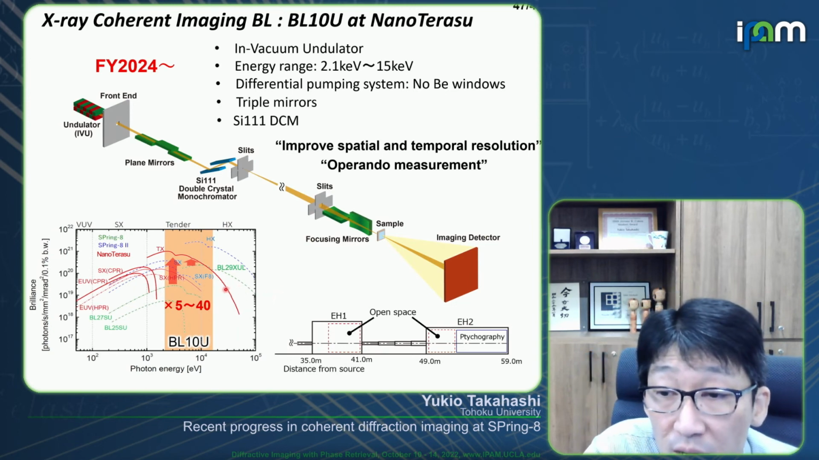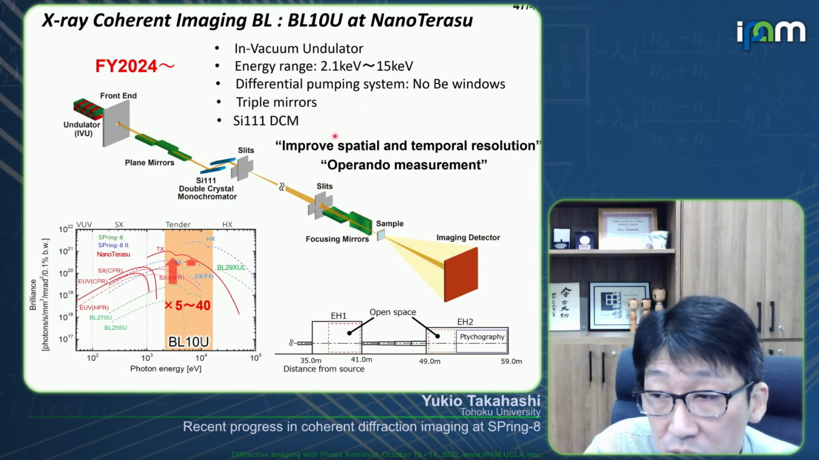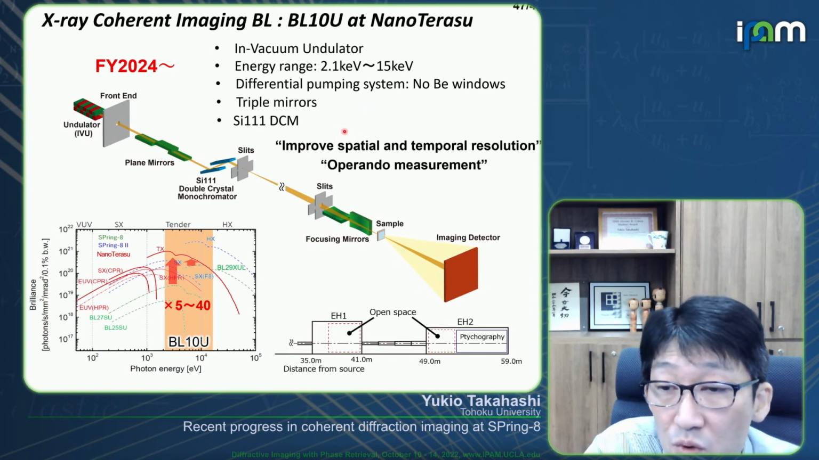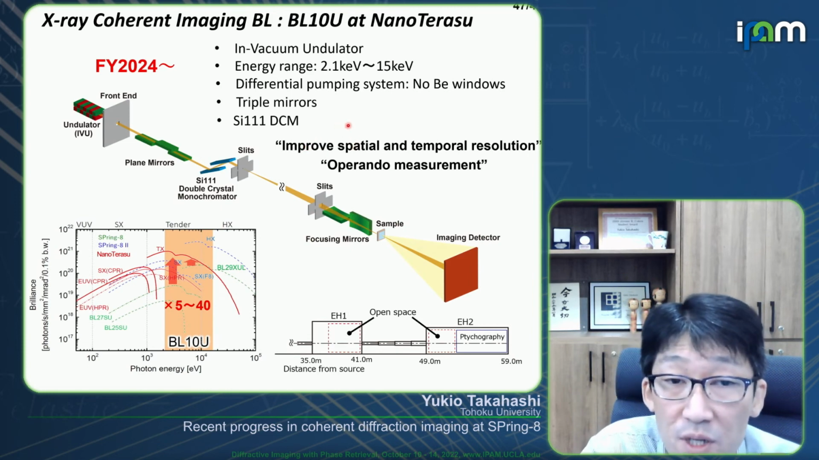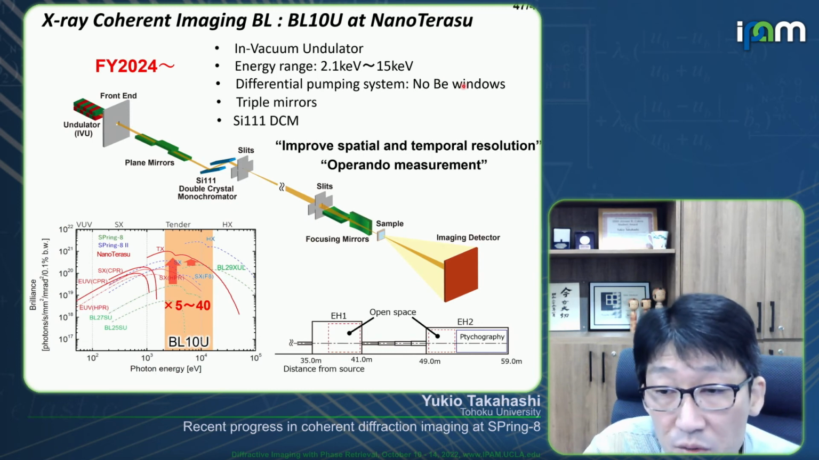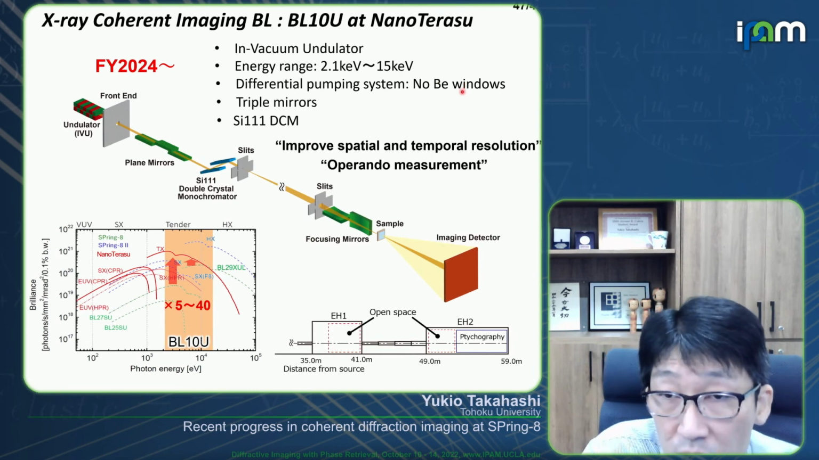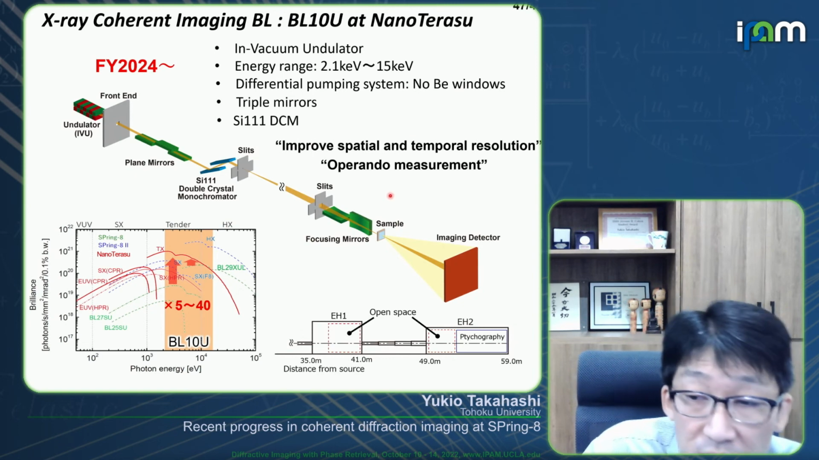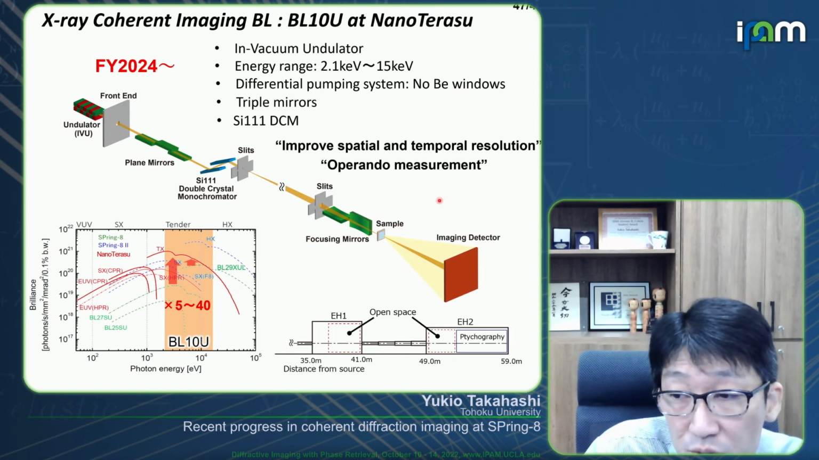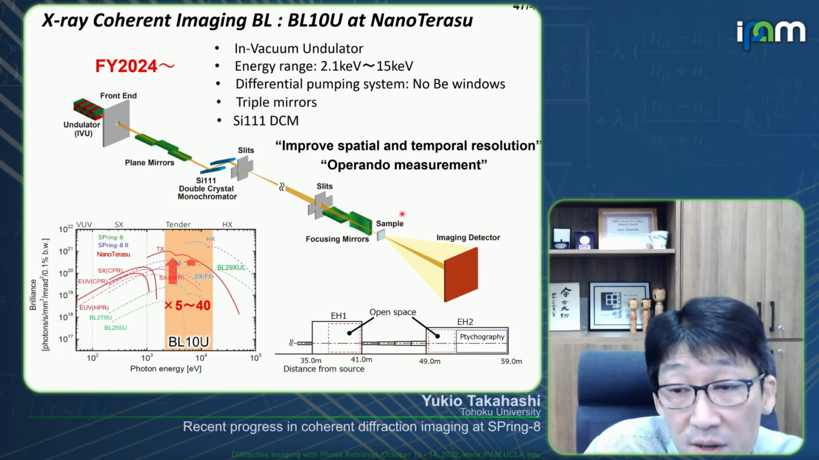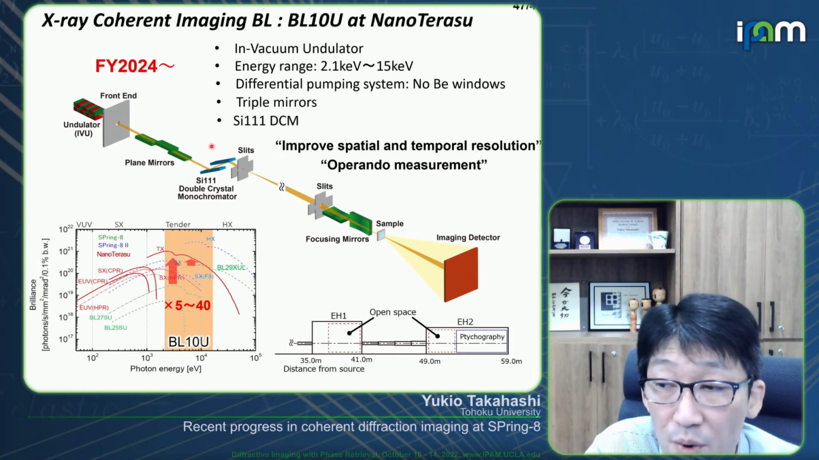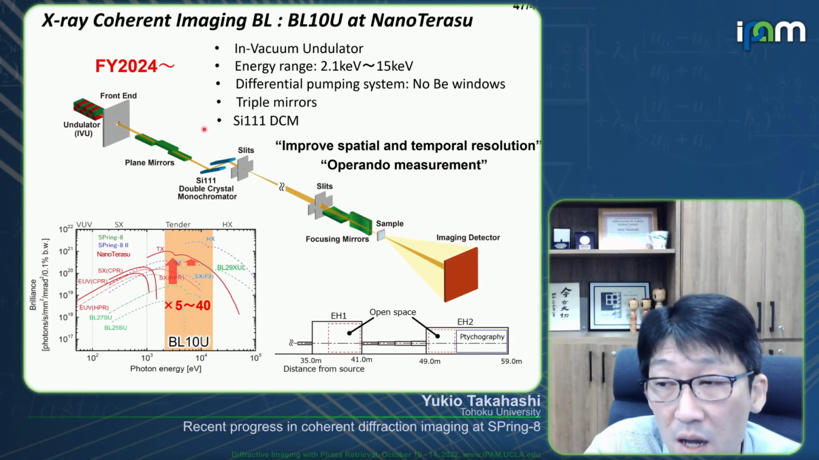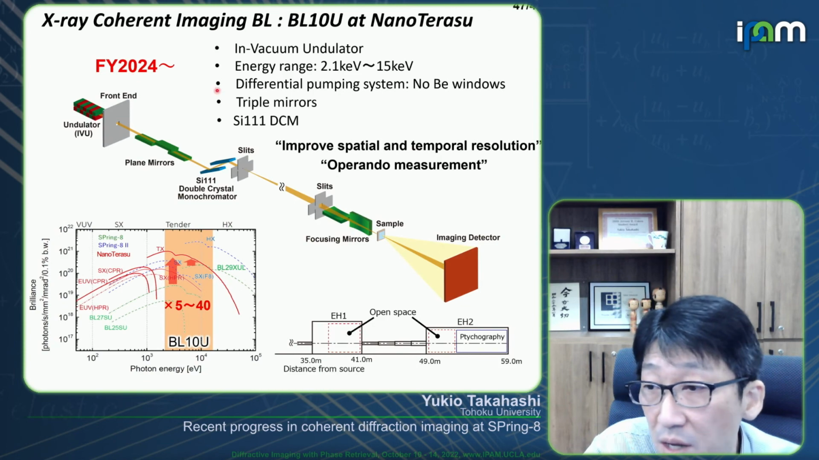In beamline BL10U, a differential pumping system will be installed. A liquid nitrogen cooled high precision monochromator with silicon 111 double crystal will provide highly stable coherent X-rays without a beryllium window. So BL10U is expected to improve the spatial resolution and temporal resolution and enable operando measurement. NanoTerasu is scheduled to be fully operational from fiscal year 2024.